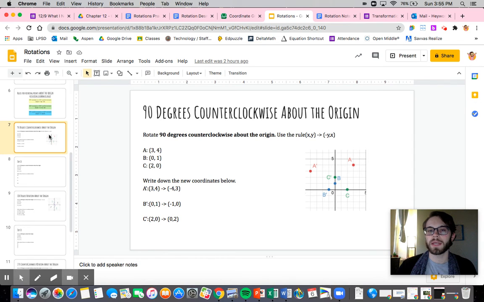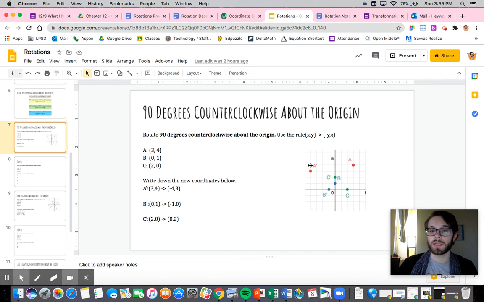So 90 degrees counterclockwise about the origin. As you can tell, we are rotating 90 degrees counterclockwise about the origin. I'm being very explicit in telling you how we are rotating, which direction, and what is your center, right? The origin is the center of rotation. You're going left with the counterclockwise, and you're going that by 90 degrees. Again, 90 just means you're moving one quadrant.